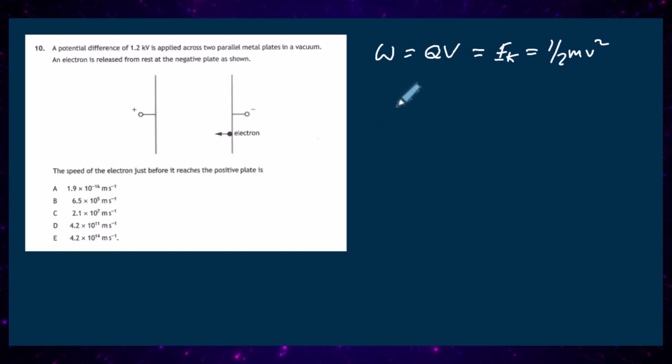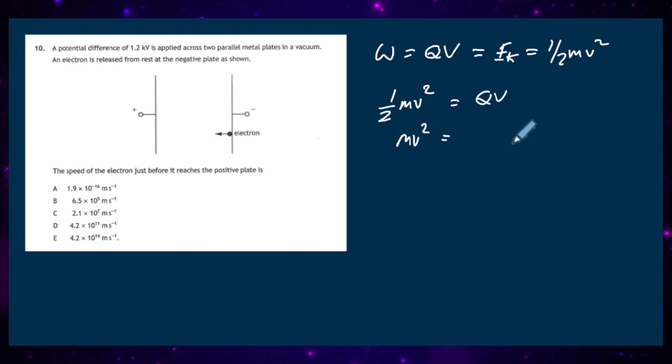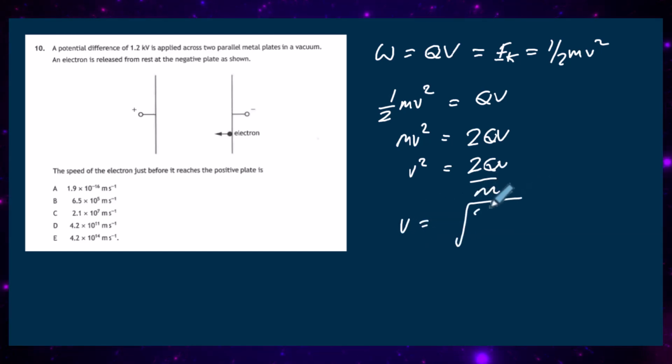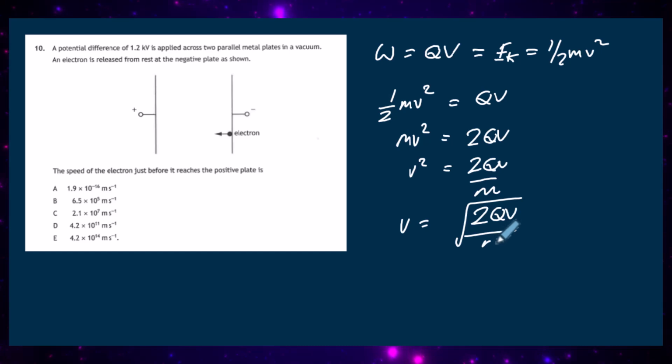Now if we equate those two things together, 1/2 mv squared is going to equal qV, then we can rearrange to find out what v is. We can say mv squared is equal to 2qV, or 2 times the work done by the electric field. v squared is going to equal 2qV over m, and m is the mass of the electron, and finally v will be equal to the square root of twice the work done, which is qV, where q is the charge on the electron and V is the potential difference, divided by the mass.